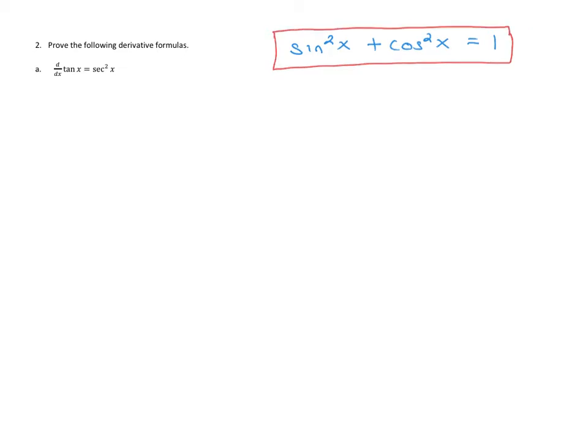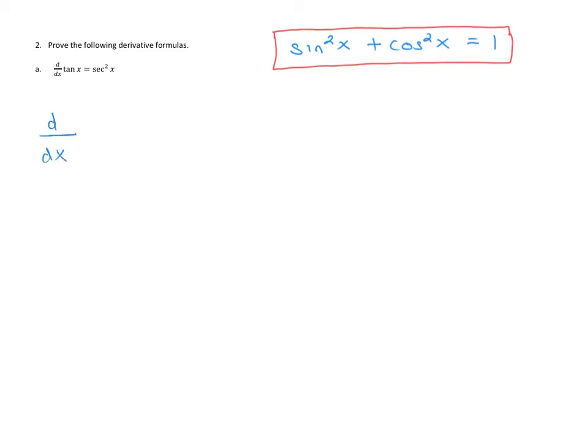Before proving the identities in question 2, I want to again write down the fact that sine squared of x plus cosine squared of x is equal to 1. This is a fundamental identity. In fact, it's called a Pythagorean identity for trig functions. All right, so I want to prove that the derivative of tangent is equal to secant squared. How would you go about doing this?